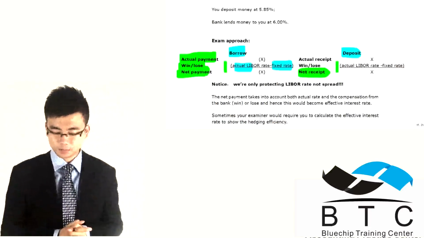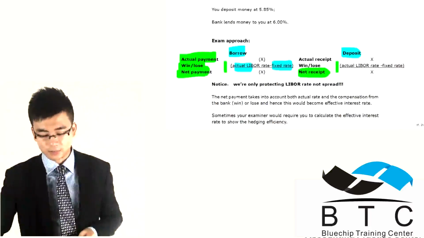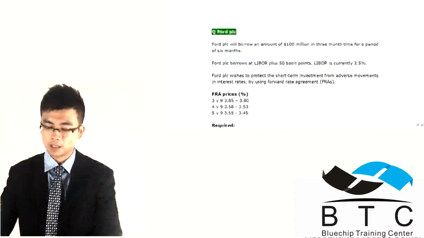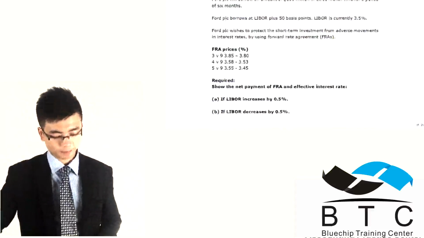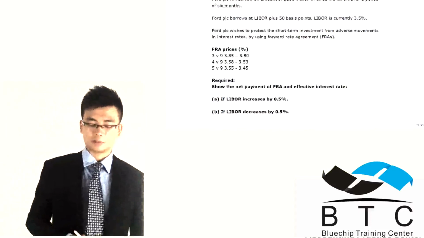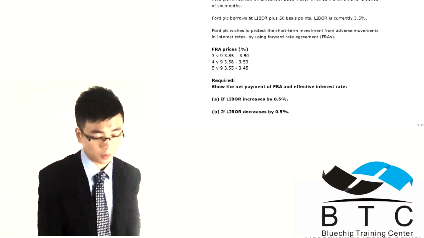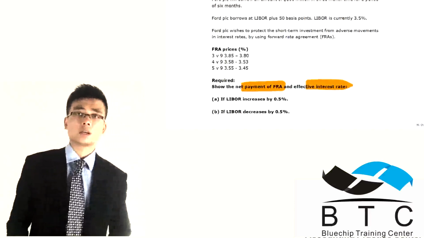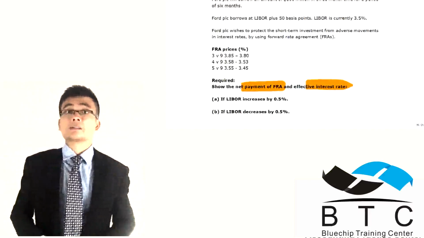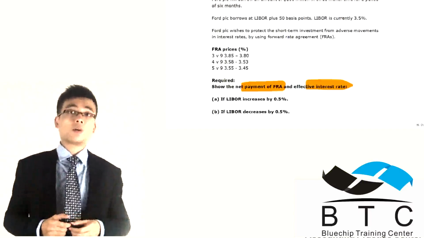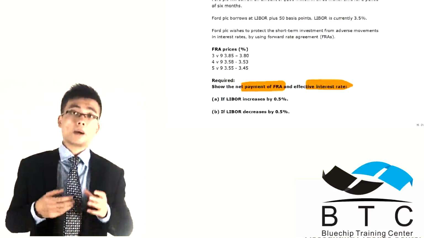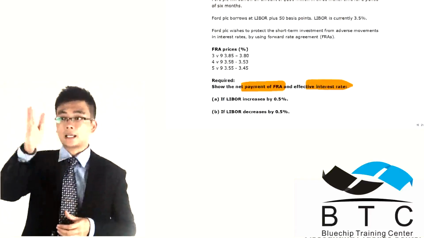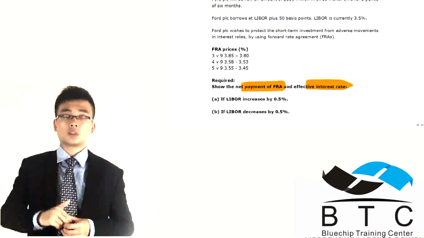The best way to look at this is to look at our example called Forward PLC. Required: show the net payment of the FRA and the effective interest rate. We're given 2 requirements here: net payment and effective interest rate. Why do we get net payment? Simply because we are going to borrow some money from the bank and pay it back at some point in the future. Which means we start borrowing, and at the end of it we pay back the money to the bank.